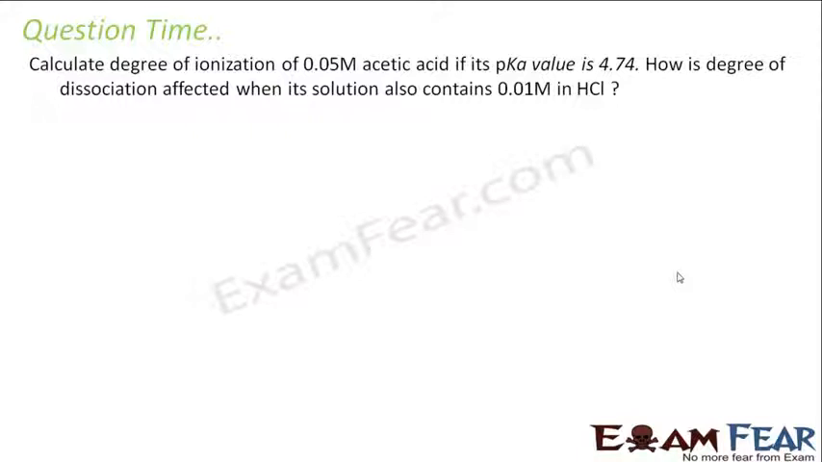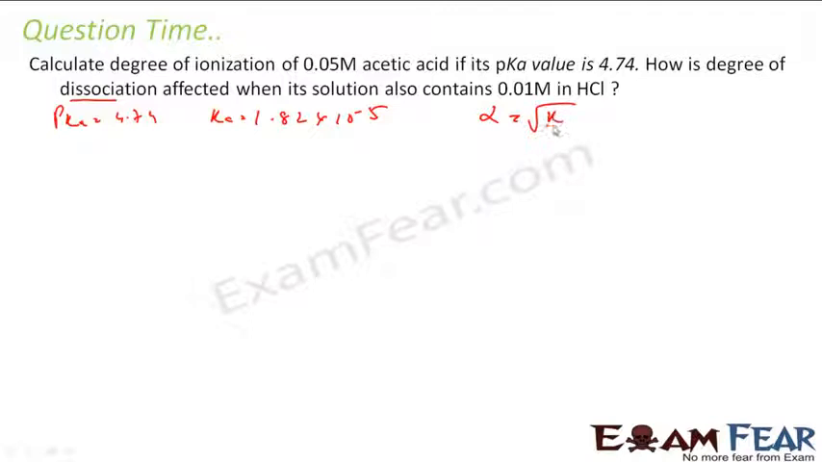Calculating the degree of dissociation is very simple. pK is given, that is 4.74. With that you can find K, that is 10 to the power minus 4.74, antilog of this, you get 1.8 times 10 to the power minus 5. And the degree of dissociation, alpha, is nothing but root of K by C. K is 1.82 times 10 to the power minus 5, and C is 0.05. You solve this, you get alpha as 1.9 times 10 to the power minus 2. So this is easy.